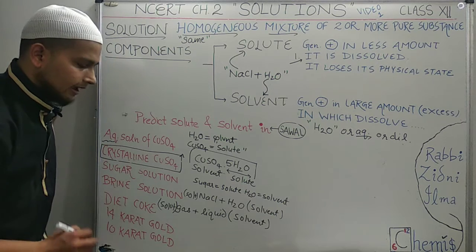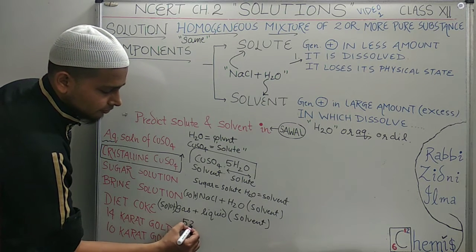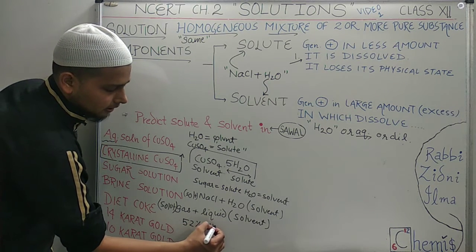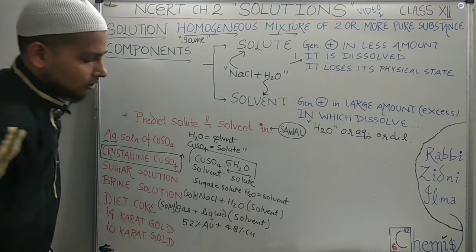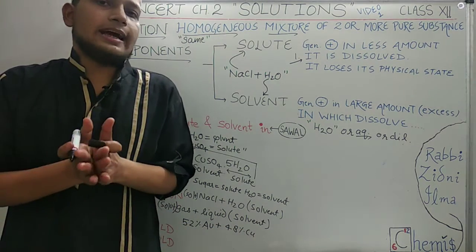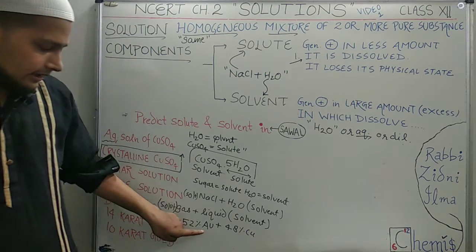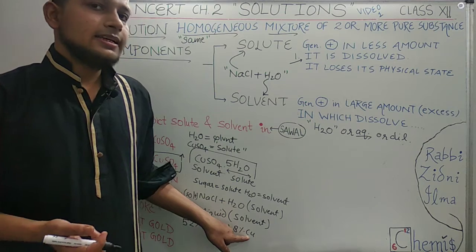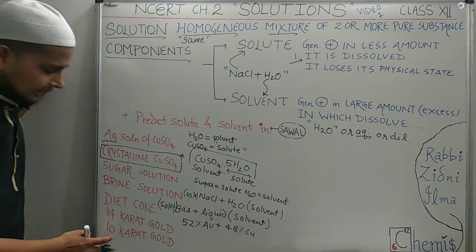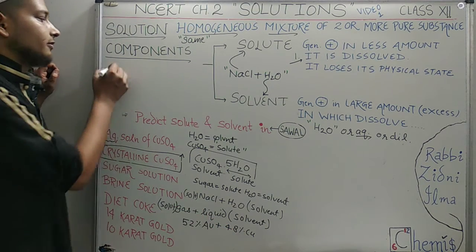Now for 14 karat, you will get about 52% gold along with 48% copper. It does not require any rocket science to know that Au, gold, is our solvent, and copper is the solute. Now if you consider 10 karat gold, this is interesting.